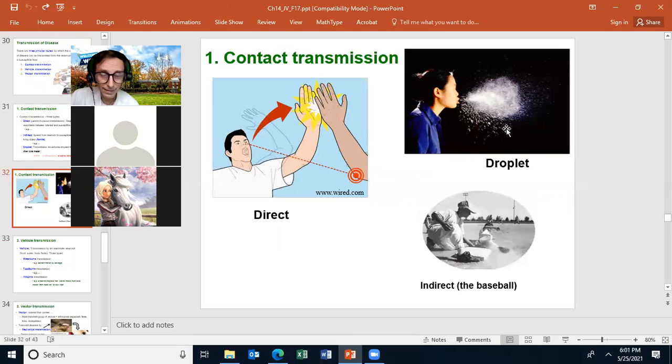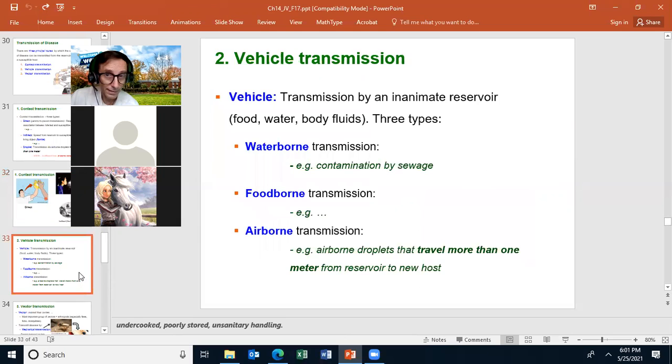So I just think that's a little bit too arbitrary, and so I won't be holding you to knowing the difference between those two. But actually, airborne transmission is considered a vehicle transmission.